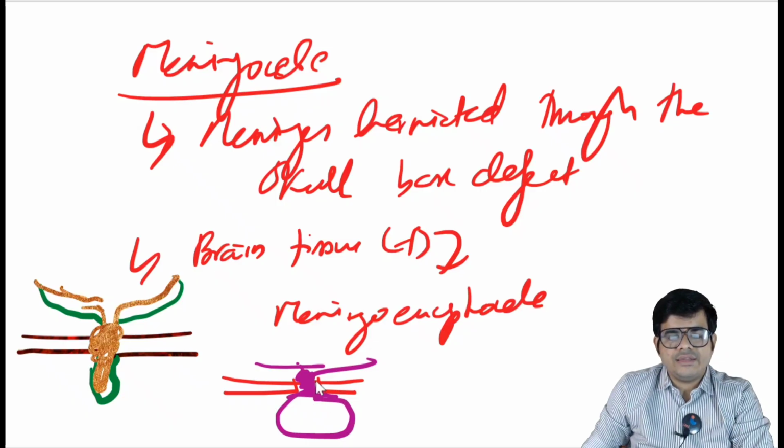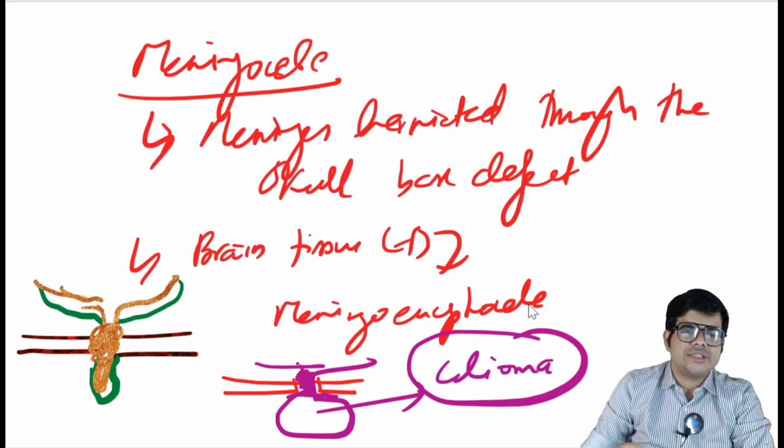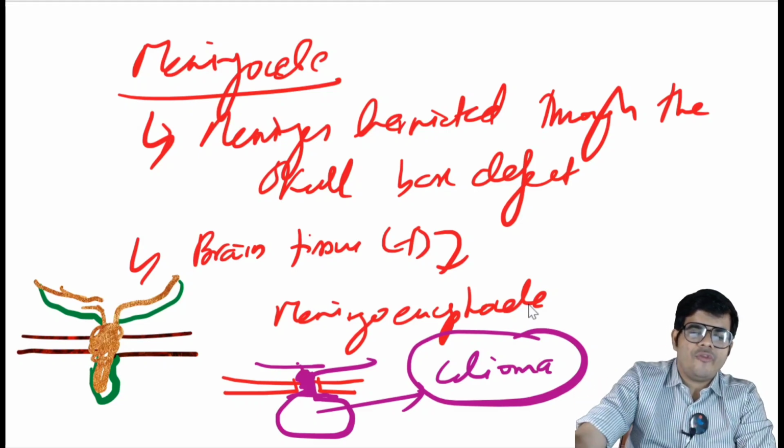Okay, in this case, this is what is meant by glioma. Now how will you differentiate a glioma from a meningocele? This can be done by a test. What is the test? That is called Furstenberger's test.